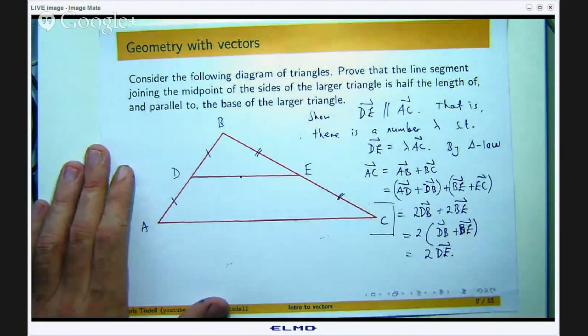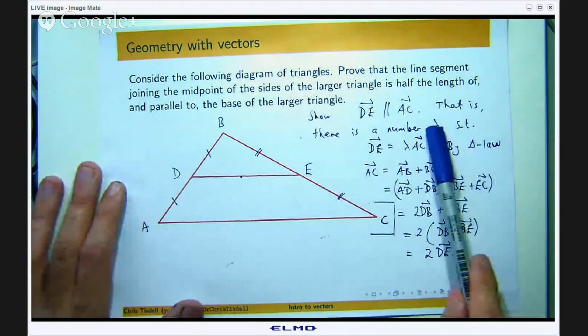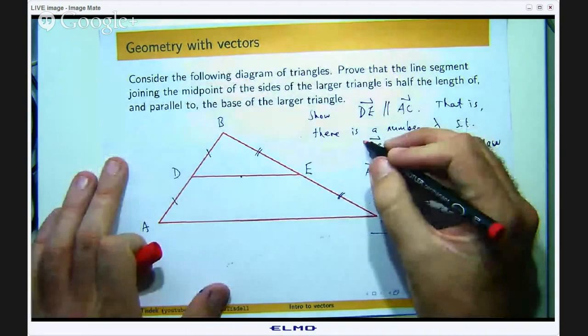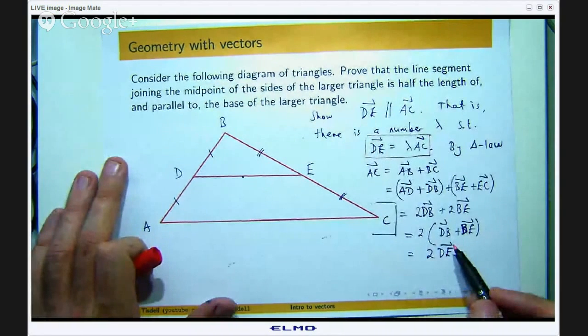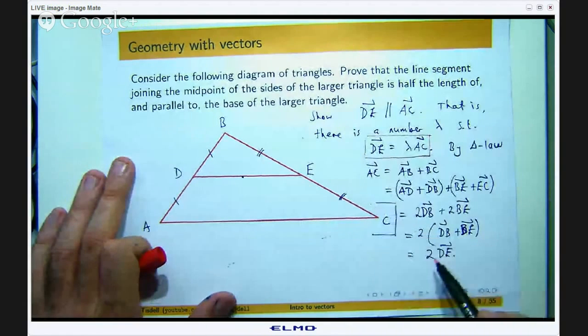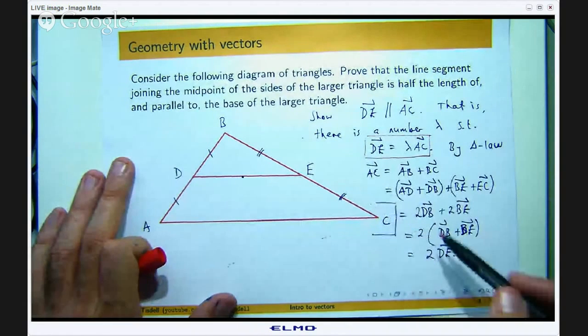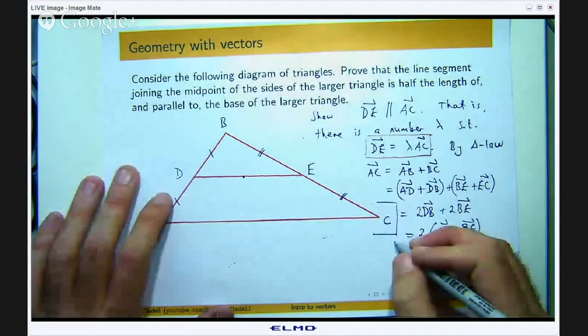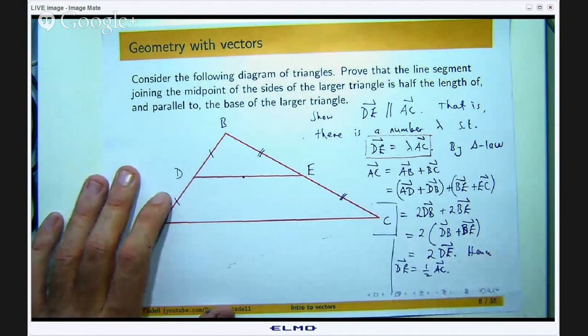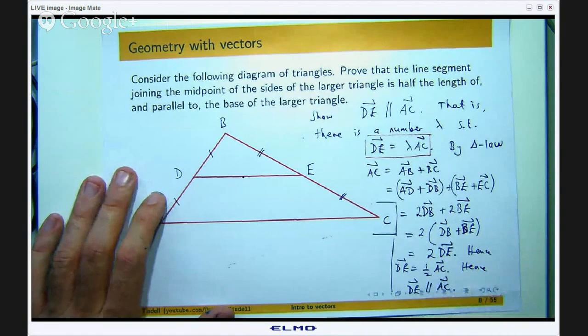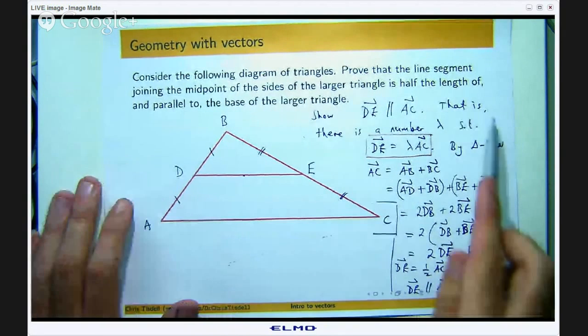All right, so have we shown this? Have we shown there is a number lambda such that this is true? Yes, I have, because I've got the vector AC is 2 times DE, so if I rearrange that, I'll get DE equals half AC. Hence, DE is parallel to AC. All right, so that's the first part of the question. I've kind of squeezed it in there.